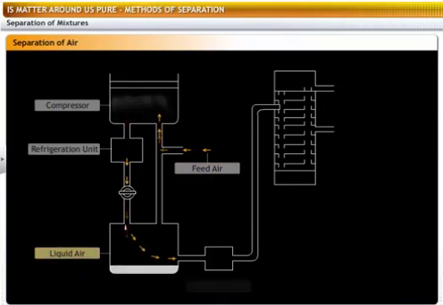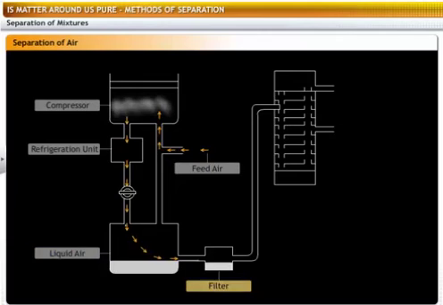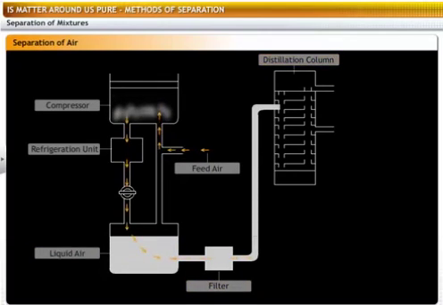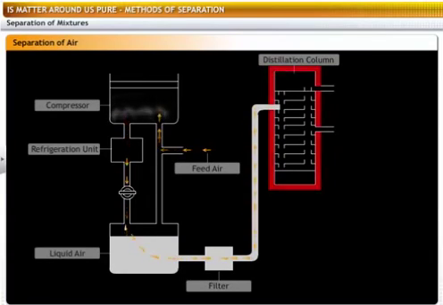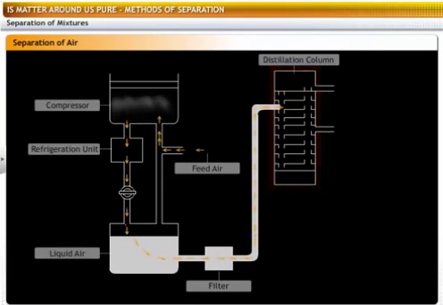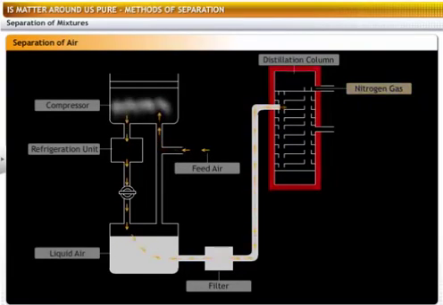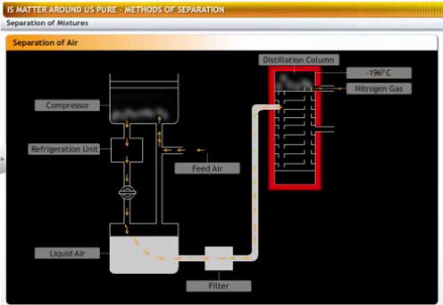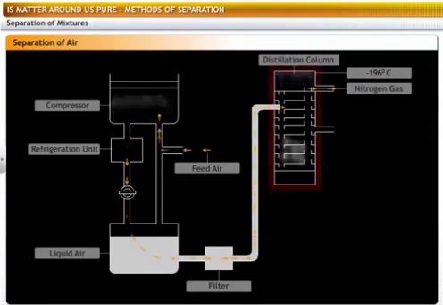The liquid air is passed through a filter to remove impurities and then fed into a tall fractional distillation column from near its base. The apparatus is warmed. On warming, liquid nitrogen boils off first to form nitrogen gas, as it has the lowest boiling point of -196 degrees centigrade. This nitrogen gas collects at the top of the fractional distillation column.